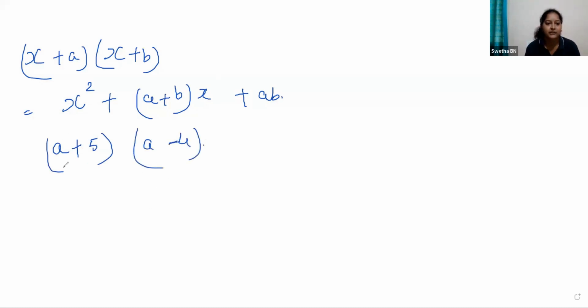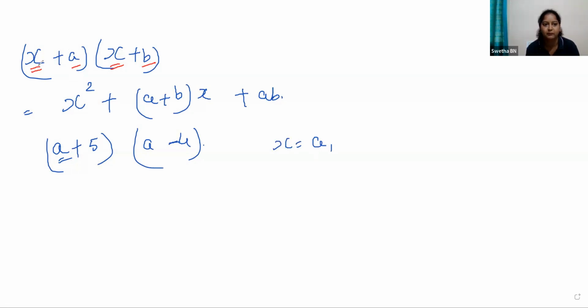Okay. See, here the first terms are same in the formula. First terms, see, x is same here, right? The first terms are same, but second terms are different here. Okay, so here it is a and it is b. If the first terms are same, then you can use this formula. Okay, what is x here? x is equal to a, right?